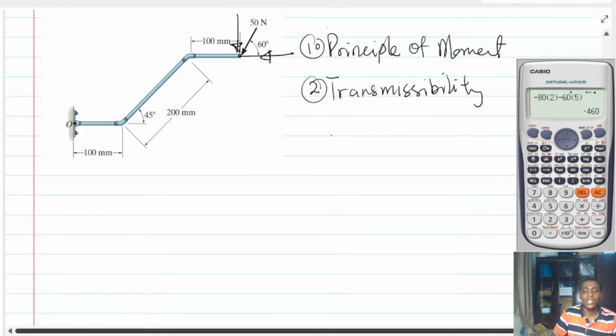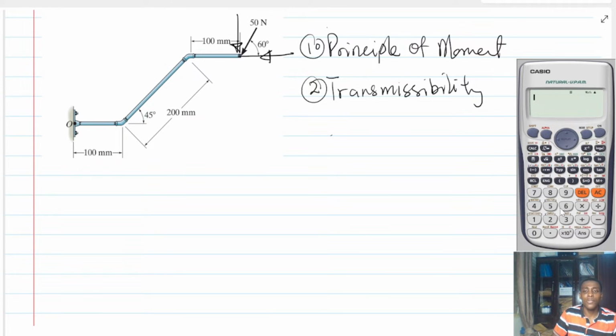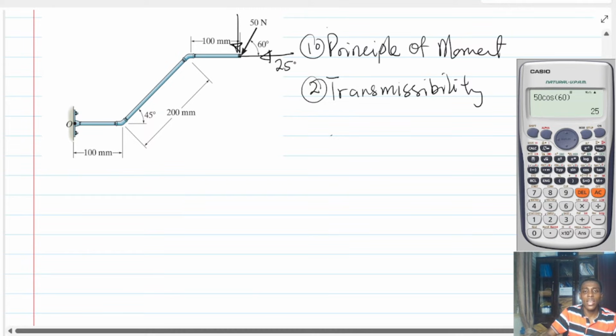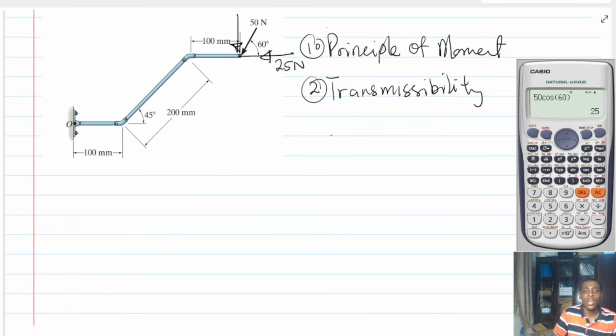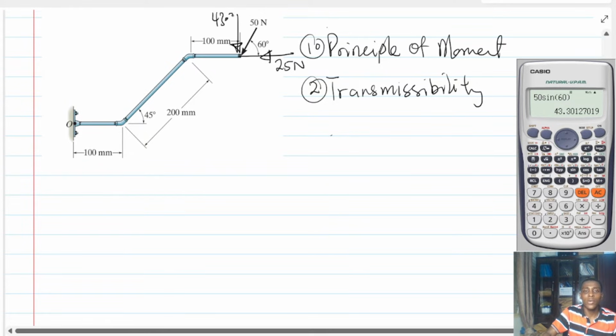Now the X component is going to be what? 50 cosine 60, and that is going to be 25 newtons. So the X component is 25 newtons, and the Y component is going to be 50 sine 60. And what is that? 43.3 newtons. Okay.